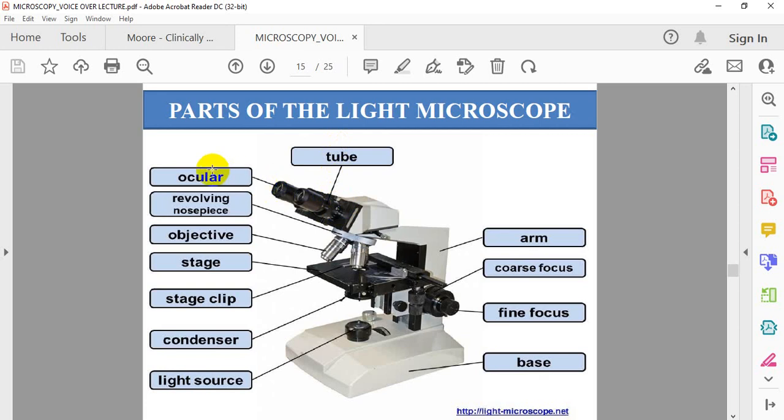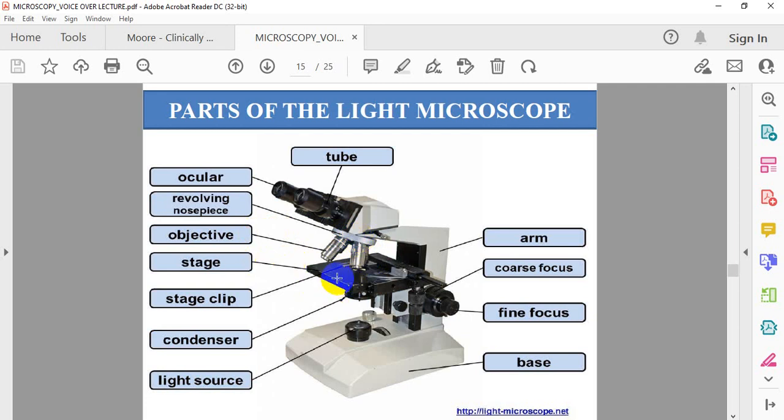Then we have the ocular lens. It's the same as the eyepiece lens. There are two over here. Revolving nose piece: this is the revolving nose piece on which these four objective lenses sit. 1, 2, 3 at the back, 1 at the back, so 4. Then we have the objective lens itself. There are 1, 2, 3, 4, and this is the revolving nose piece.